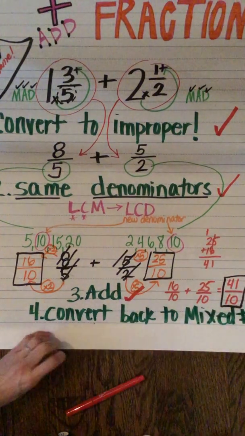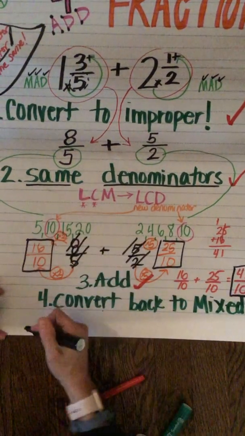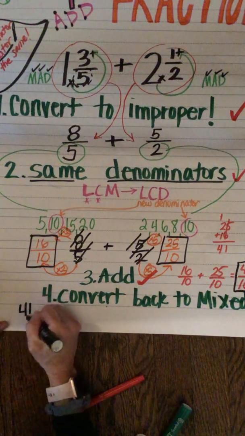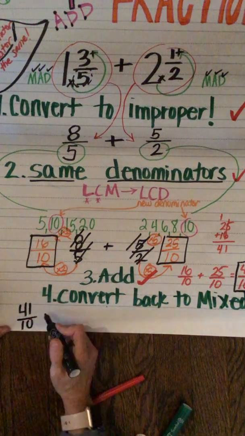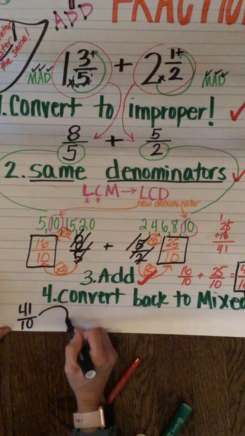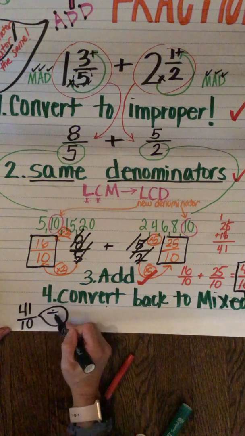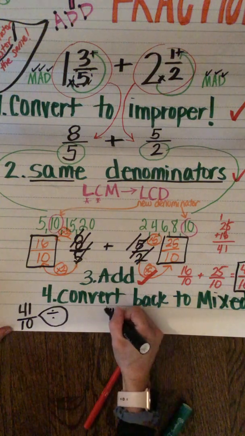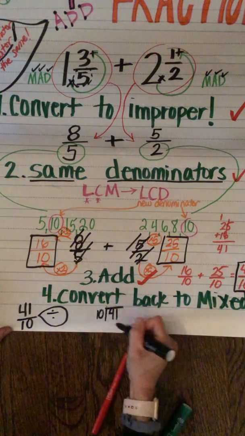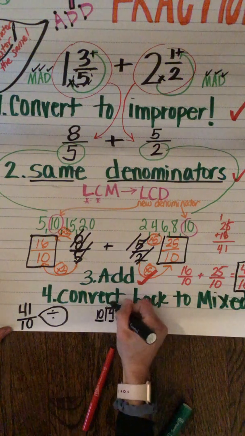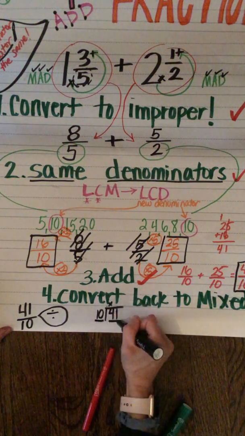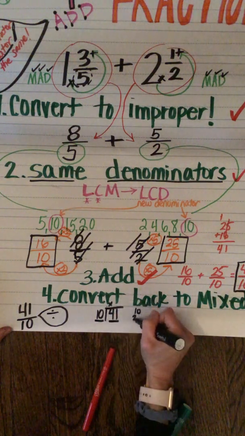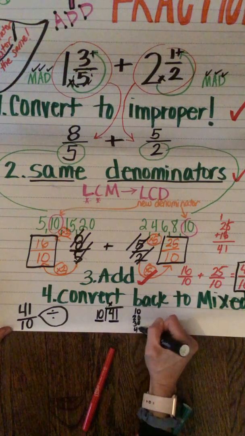Okay? And to do that, remember, our answer technically is 41/10. But what does that really mean? That means 41 divided by 10. And you can even look at it like long division. 41 divided by 10. Does 10 go into 4? No. Does 10 go into 41? Yeah. 10, 20, 30, 40.